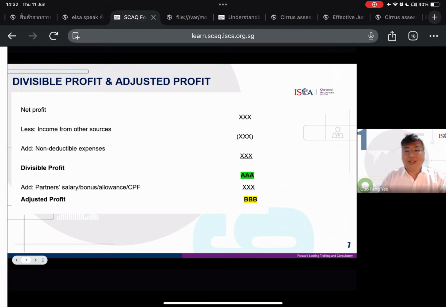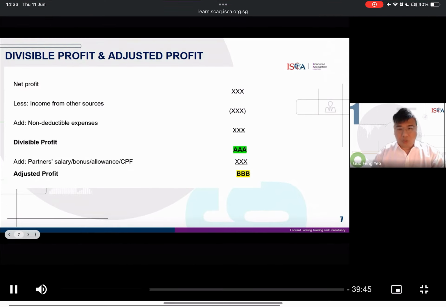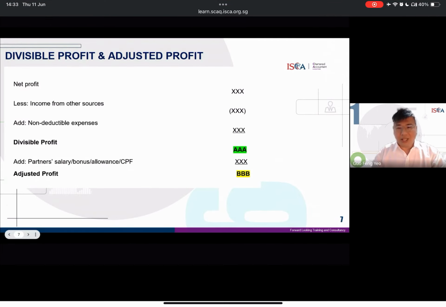Kindly note that this is one of the suggested methods to represent divisible and adjusted profit. If you can remember it in an easier manner, feel free to do so. As long as you make the right adjustment, you will come to the right answer, which I will show in the worked examples shortly.